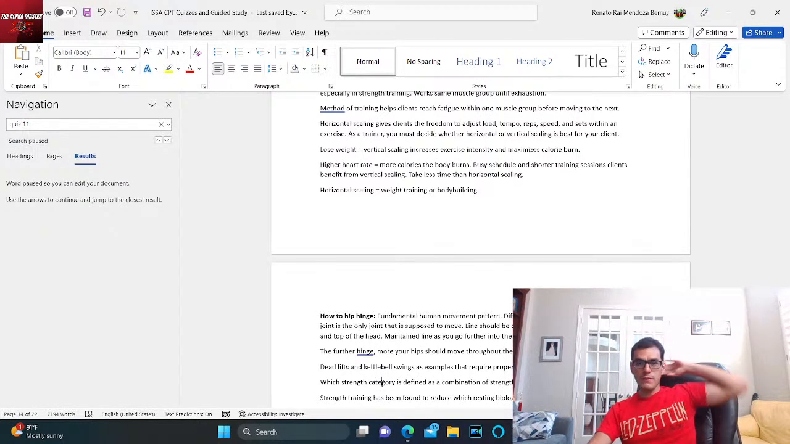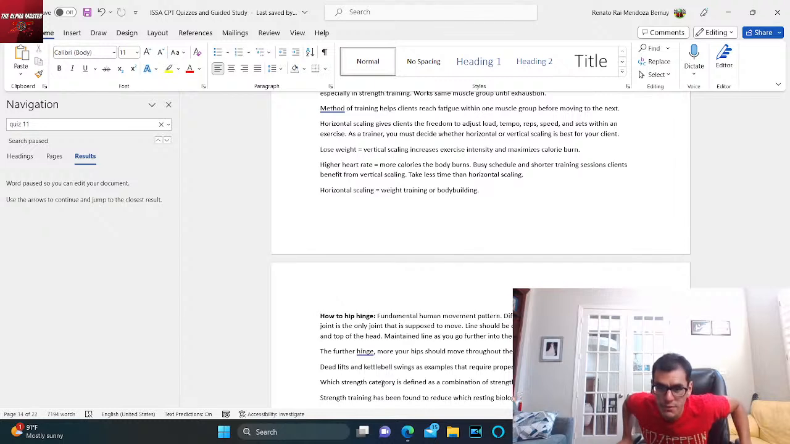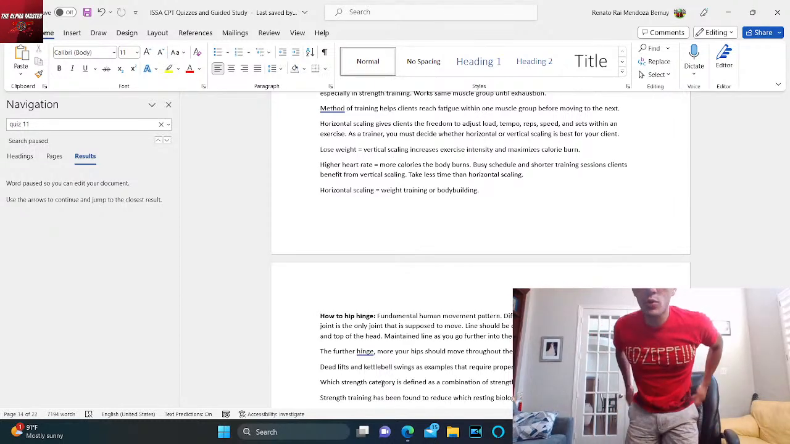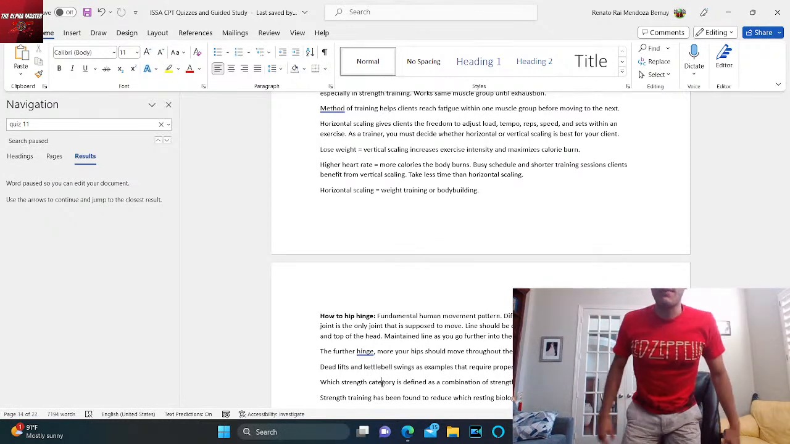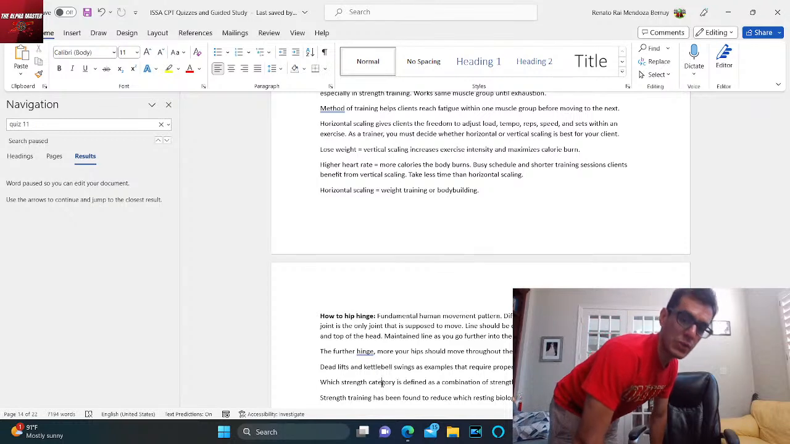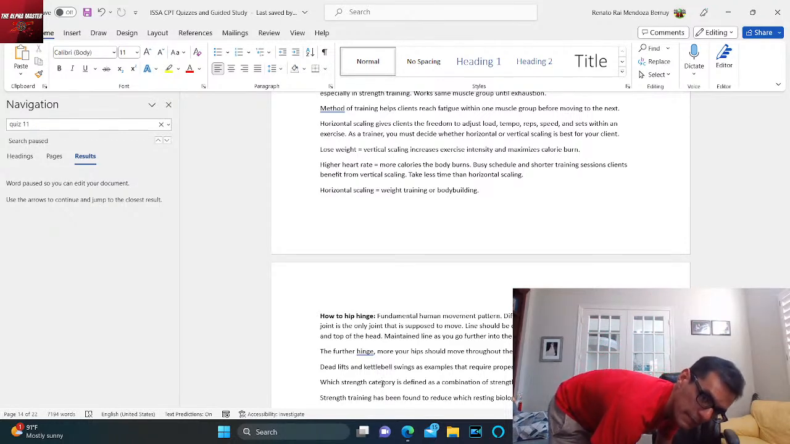So how to hip hinge? It's a fundamental human movement pattern. It's a difficult movement to teach since the hip joint is the only joint that is supposed to move. A line should run from the hips to the spine and to the top of the head, and you maintain the line as you go further into the hinge. The further you hinge, the more your hips should move throughout the back.